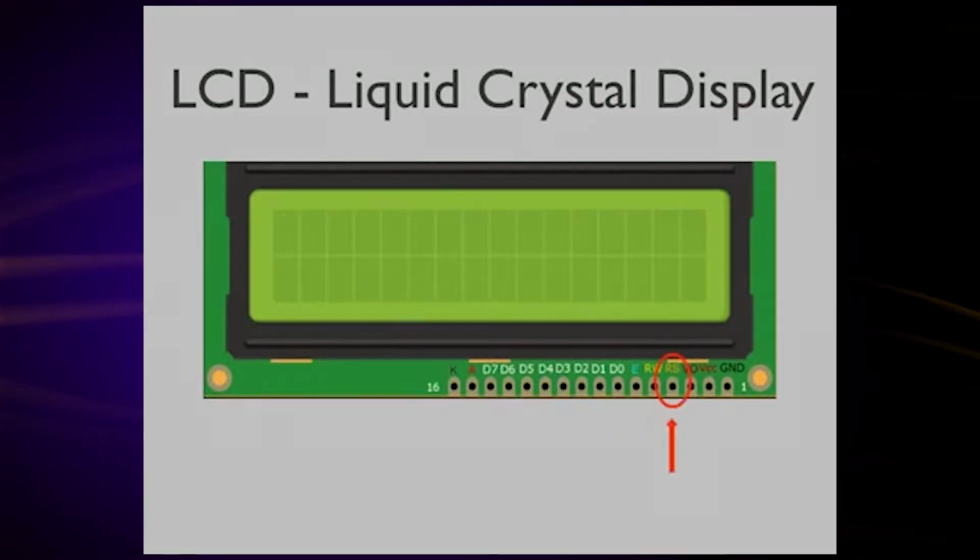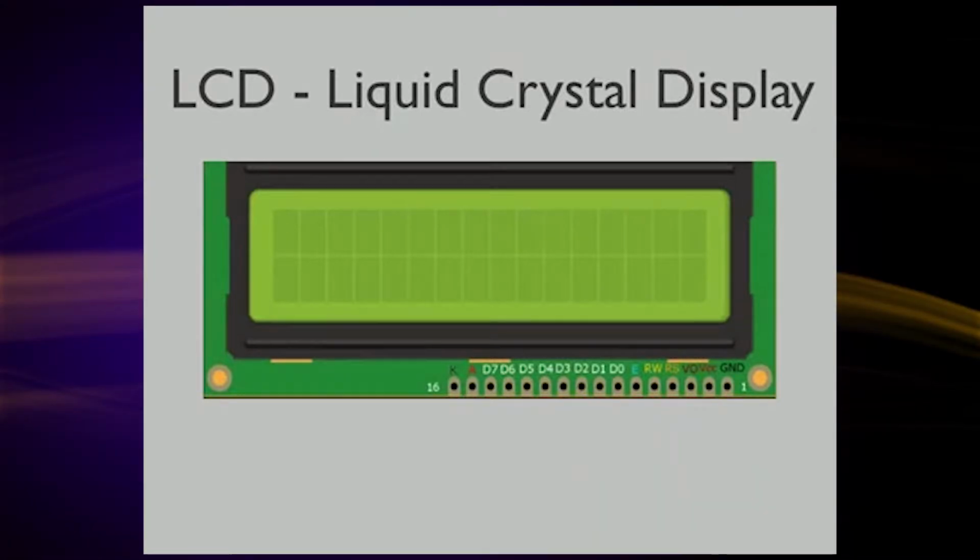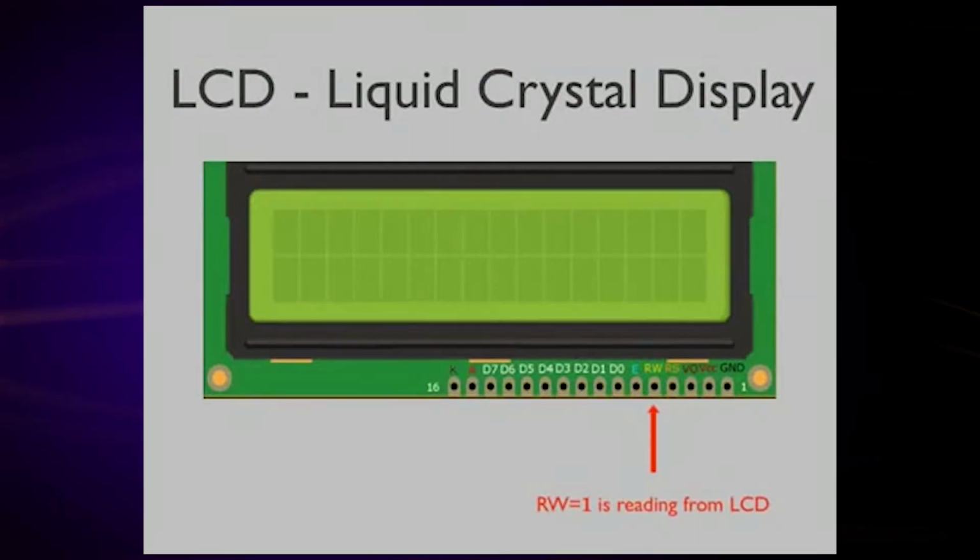RS stands for Register Select. It can be used as a command register or a data register. Command register is used for placing the command to be displayed, and the data register is used to place the data. RW is a read-write pin. We can either read data from the LCD or write to the LCD. E represents the enable pin. This enables LCD to accept information.